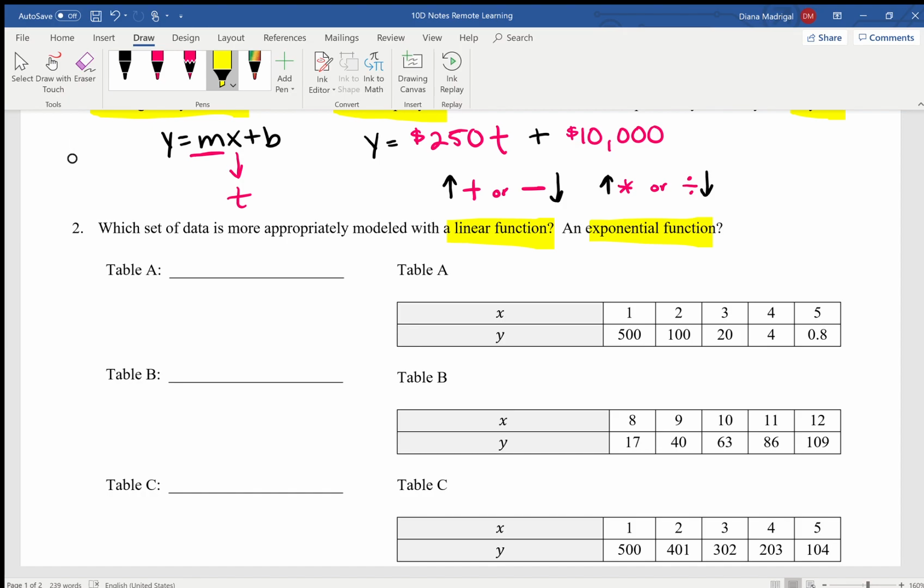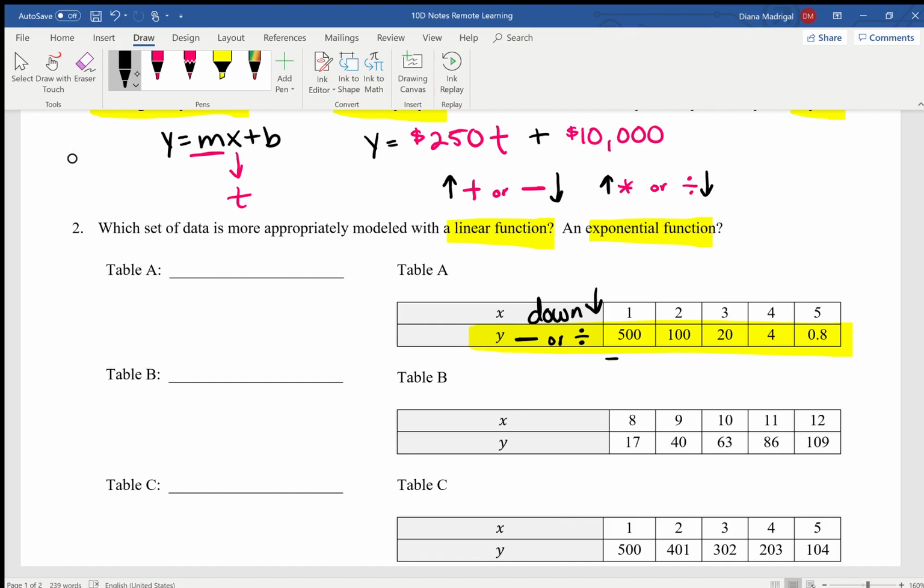I'm going to be talking about the numbers on the y. The first thing you want to notice is whether the numbers are increasing or decreasing. Is it going up or down? I notice I have 500, then 100, then 20, then 4. That means my numbers are going down. I only have two options: either linear or exponential. If it's linear, remember, it's subtracting. If it's exponential, it's dividing. So for 500 to 100, I need to find the difference. I always start with linear, so I'm going to start with subtracting.